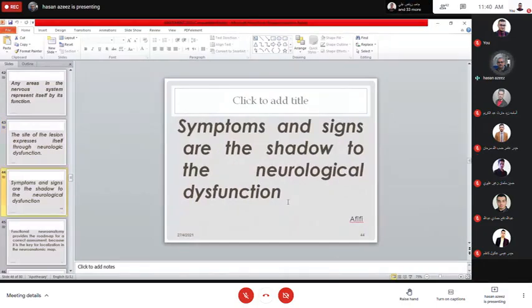Symptom and sign are the shadow for the neurological dysfunction. I cannot see the cerebellum, but I sense it because of the sense of coordination. If there is a lesion in the cerebellum, the lesion expresses itself by incoordination. I detect incoordination by symptom and signs, which is the shadow for neurological dysfunction.